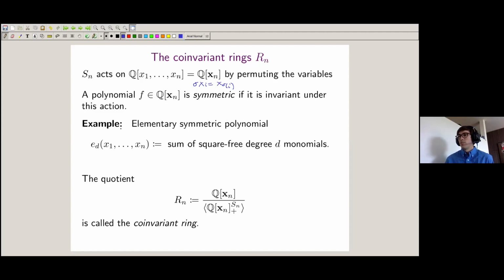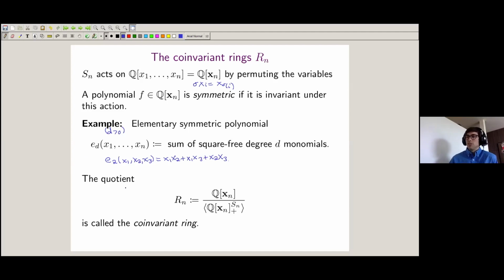As an example, one of my favorite families of symmetric polynomials is the elementary symmetric polynomials. This is where you take a positive integer d, and e_d is just the sum of all the square-free degree d monomials. So for example, e_2 of x1, x2, x3 is x1x2 plus x1x3 plus x2x3.